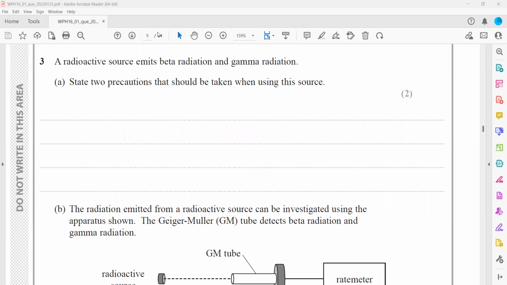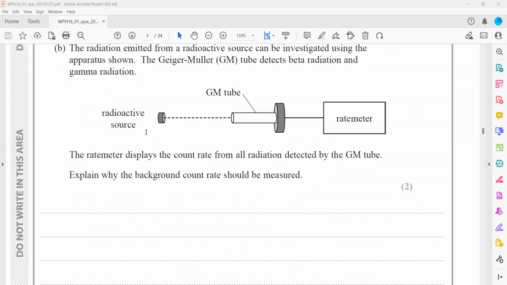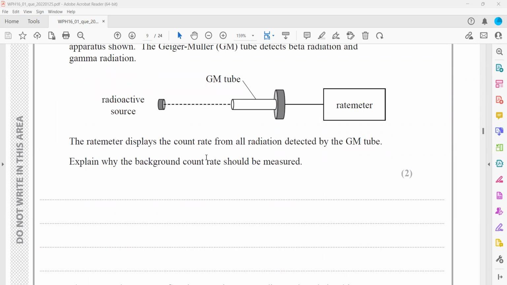In 3B, the radiation emitted from a radioactive source can be investigated using the apparatus shown. The GM tube detects the beta radiation and gamma radiation from the radioactive source. A rate meter displays the count rate from all radiation detected by the GM tube. Explain why the background rate should be measured.